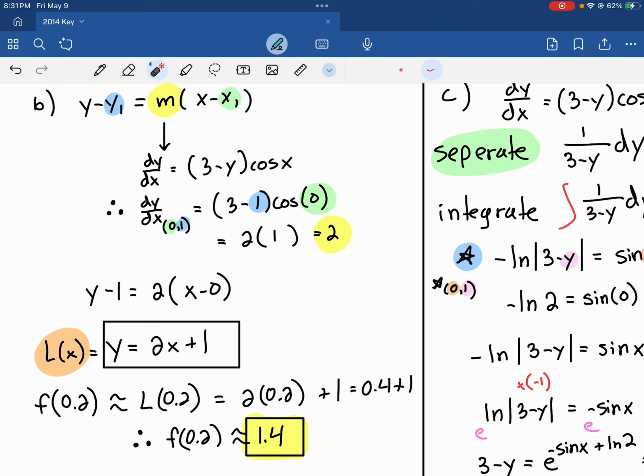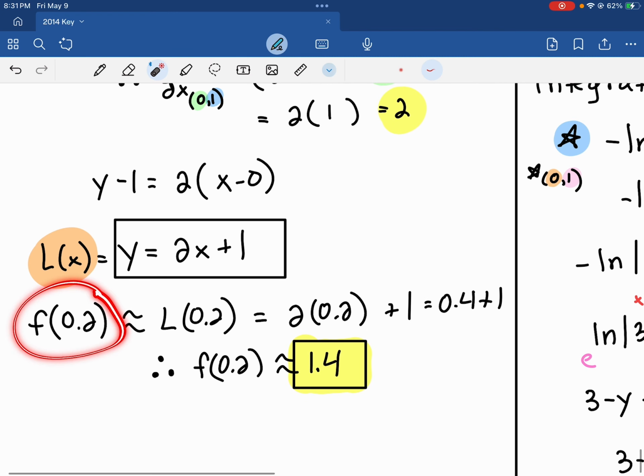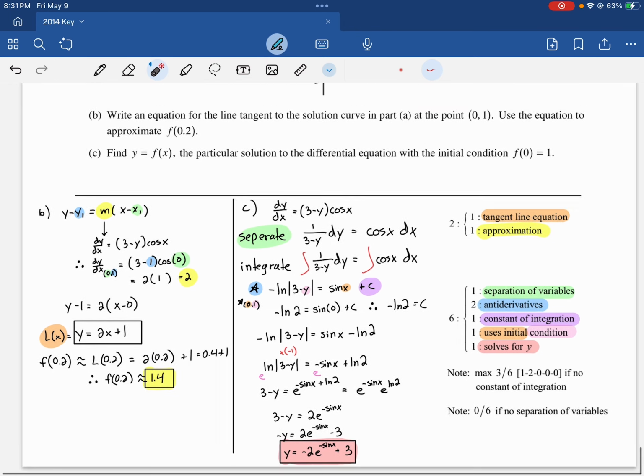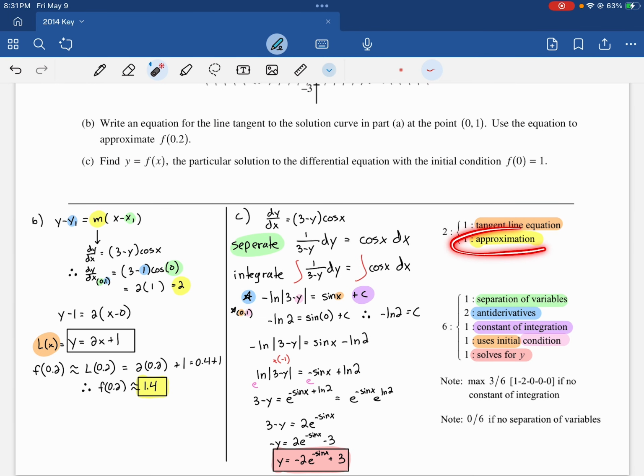They said to approximate what happens just a bit to the right of 0 at 0.2. So here's what I declare. My approximation for f of 0.2 is going to be pretty close to what this line is doing at 0.2. And if I plug in 0.2 here, it simplifies to 1.4. Creating the tangent line and using the tangent line are a point each.